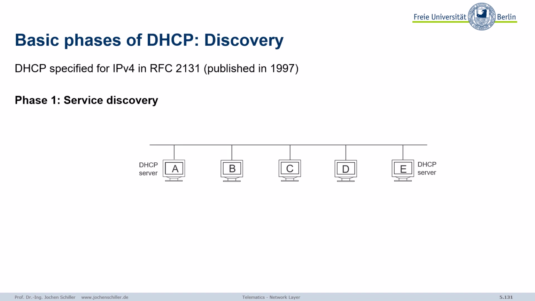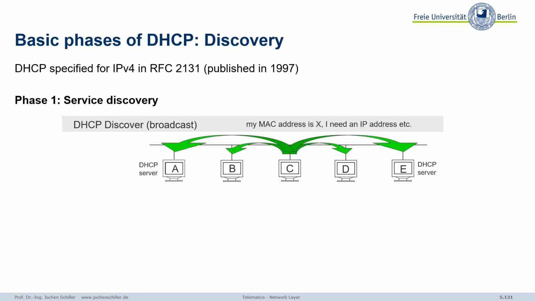DHCP, a little bit more modern, 1997. First of all, there's a service discovery. If you don't know your IP address, let's assume computer C doesn't know anything, then you send out a broadcast, DHCP Discover. Okay, this is my MAC address, something you know from your hardware. What is my IP address? I need an IP address.